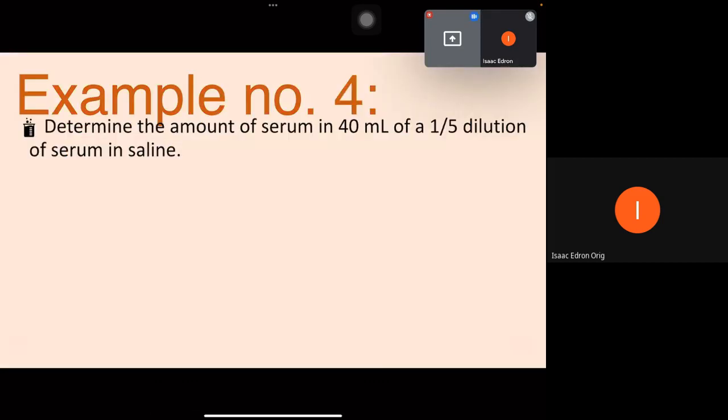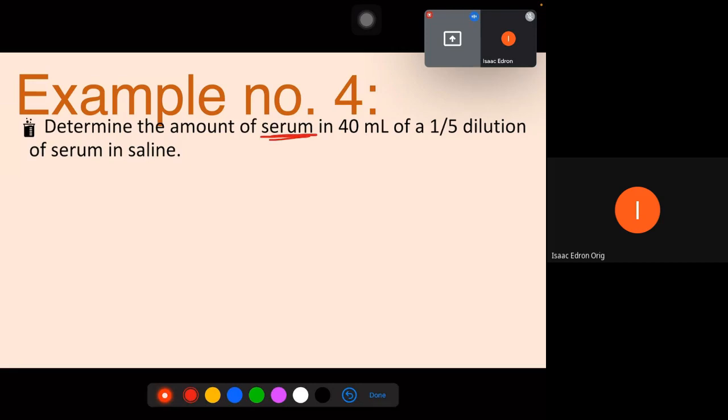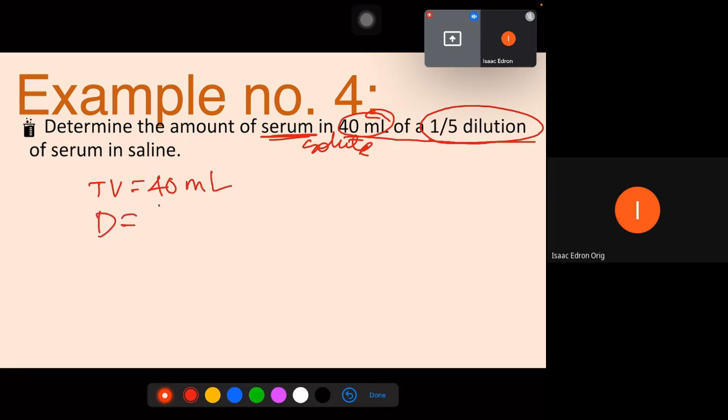Okay. So, ito. Determine the amount of serum in a 40 ml of a 1/5 dilution of serum in saline. Okay, so determine the amount of serum. So, di ba ang serum, yan ang ating solute? So, solute ang hinahanap natin in 40 ml of a 1/5 dilution. So, itong 40 ml of a 1/5 dilution, meaning total volume of 40 ml, that ang dilution is 1/5. Kasi 40 ml ng 1/5 na dilution, yun ang ating total volume.